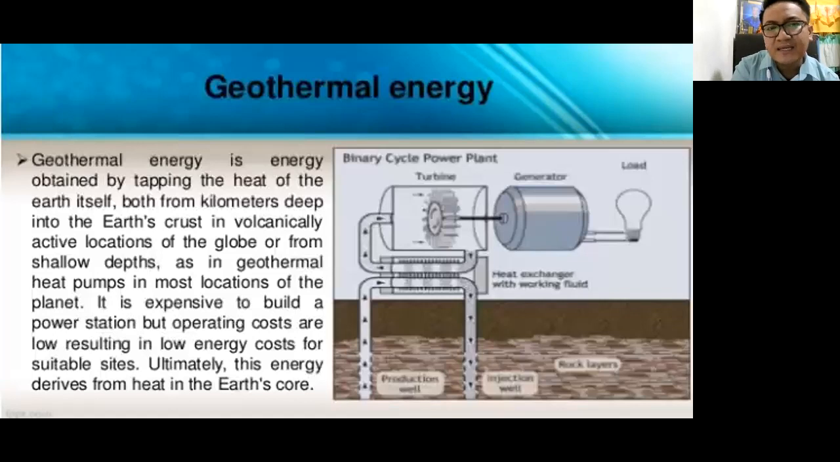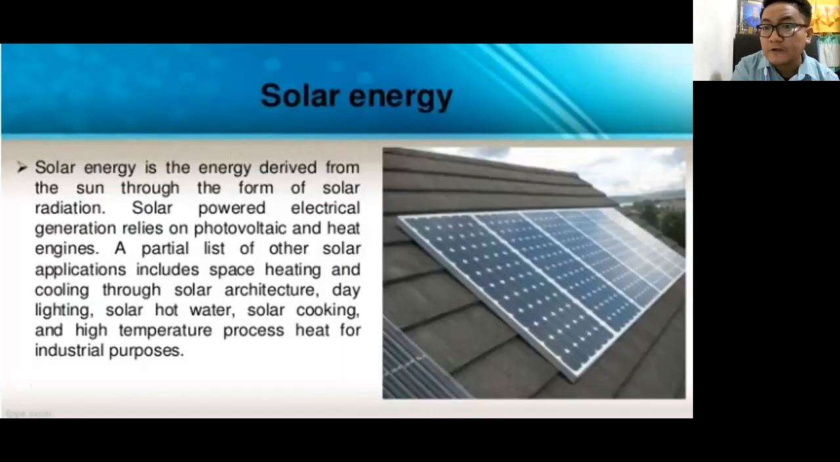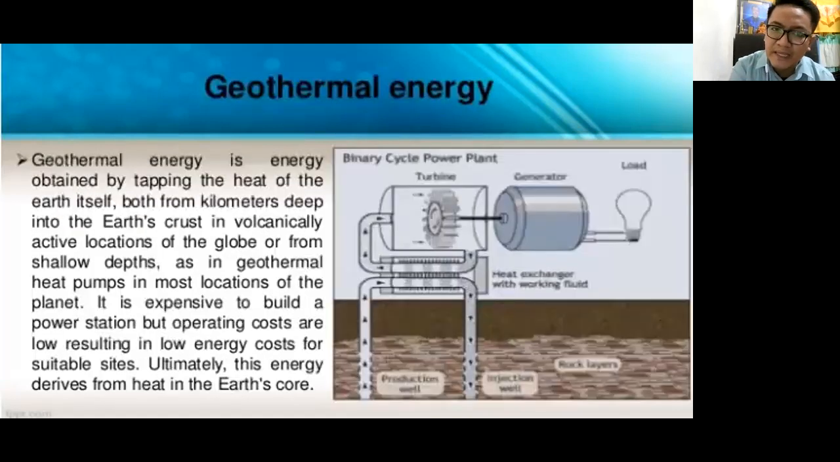Last po natin, the geothermal. By the way po, yung sa solar po natin, also known as the aeolic energy. No? So mapapansin pa po natin that geothermal energy is energy obtained by tapping the heat of the earth itself, both from kilometers deep into the earth crust, from the lithosphere and asthenosphere part, volcanically active locations of the globe, or from shallow depths.